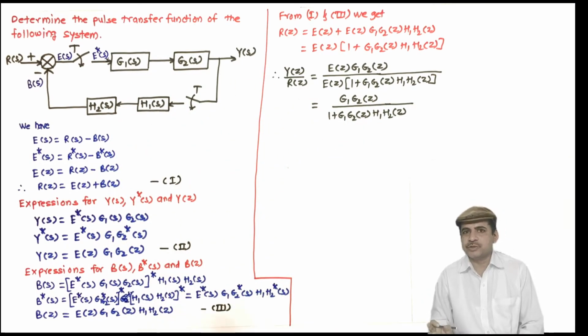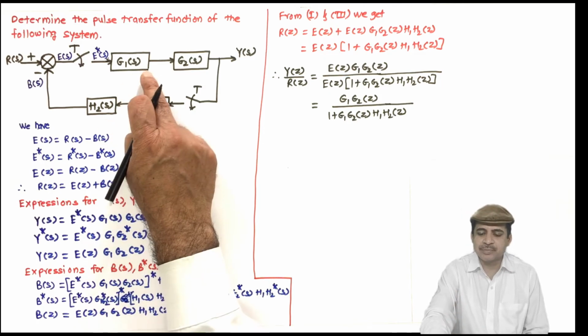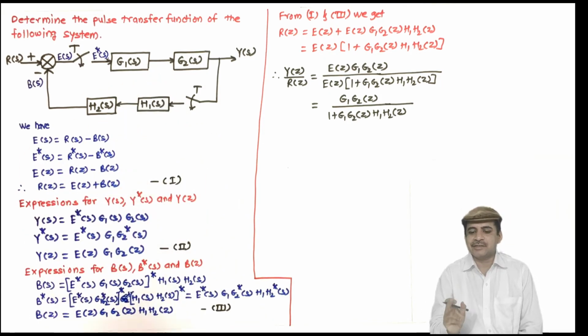Why not G1(z) G2(z)? Because they are not separated by a sampler, and hence first they will be coupled and then the Z transform is taken. So this will be G1G2(z). Now what is G1G2(z)? G1G2(z) is the Z transform of G1(s) into G2(s).